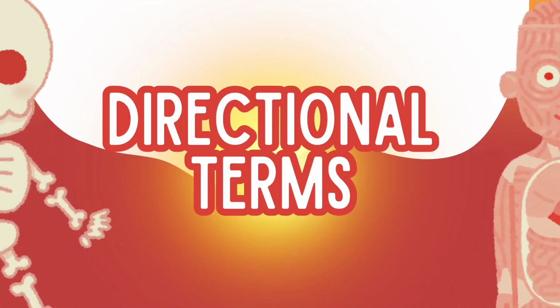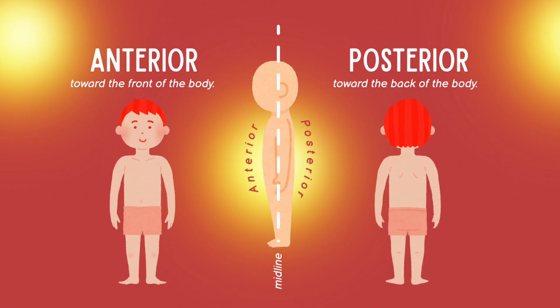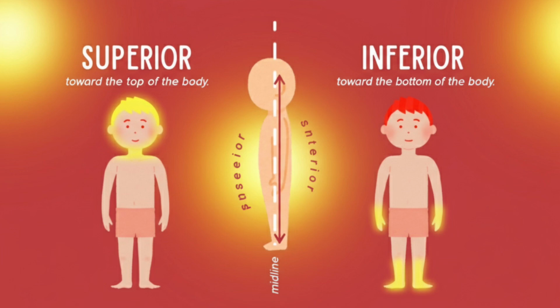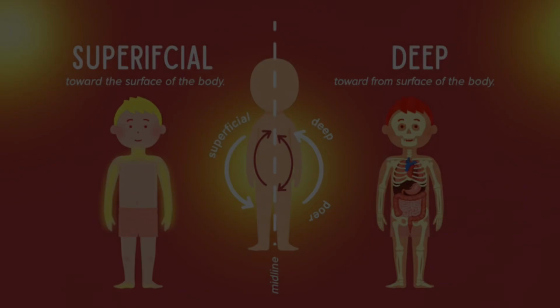Directional terms help describe the location of a body part relative to another. We start with anterior and posterior. Anterior or ventral refers to the front of the body. Posterior or dorsal refers to the back of the body. Now, moving on to superior and inferior. Superior means closer to the head and inferior means closer to the feet.